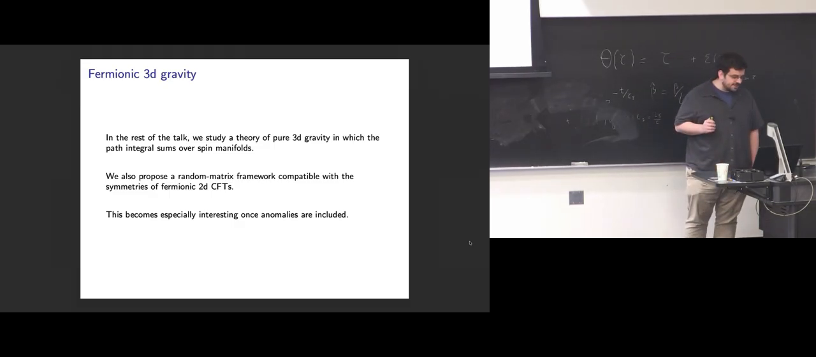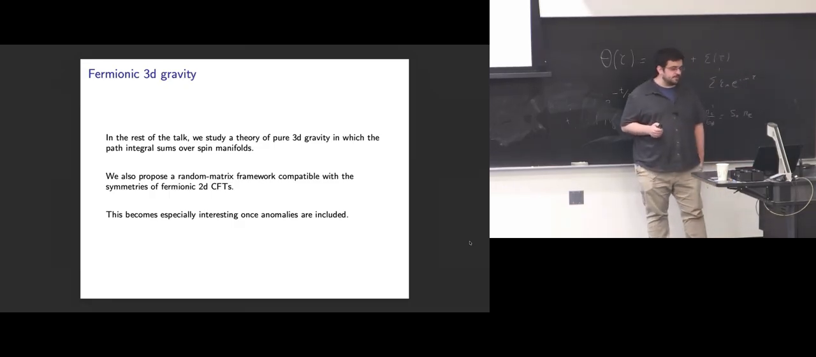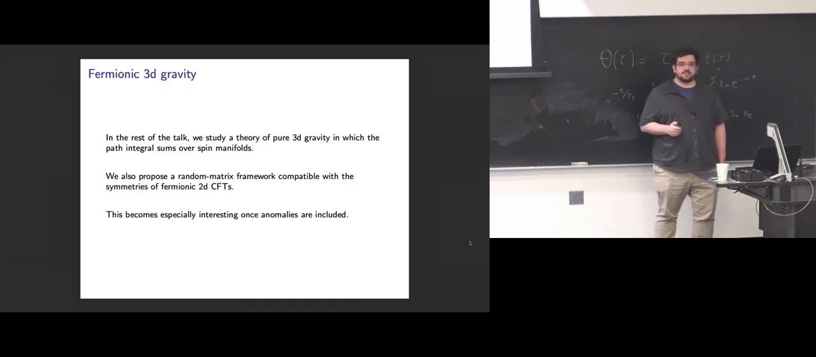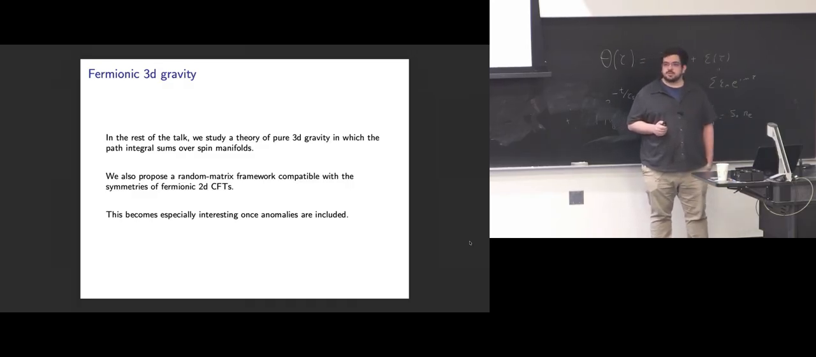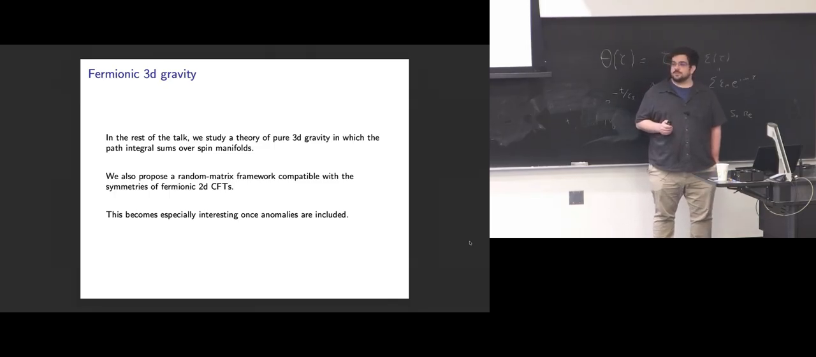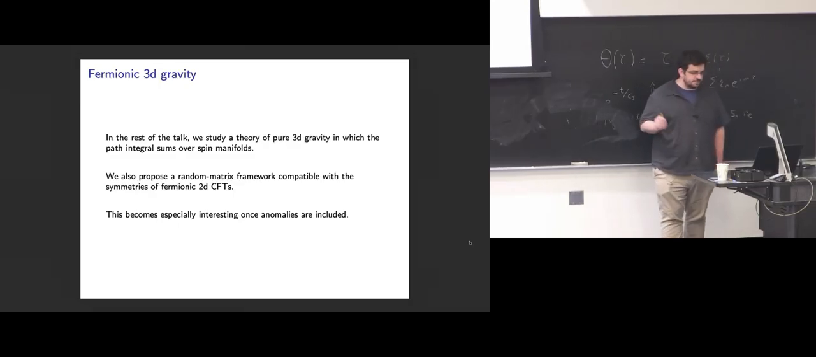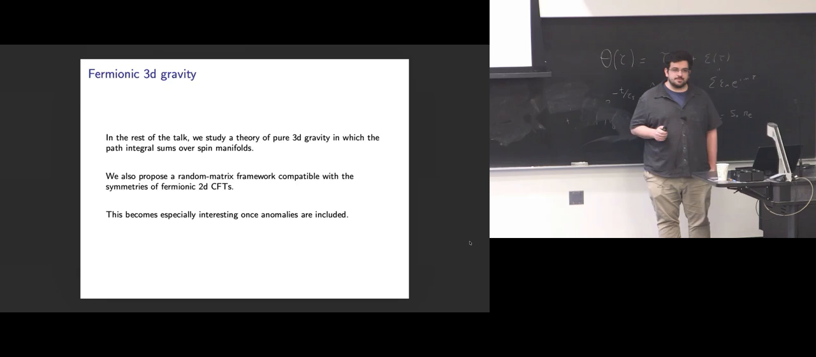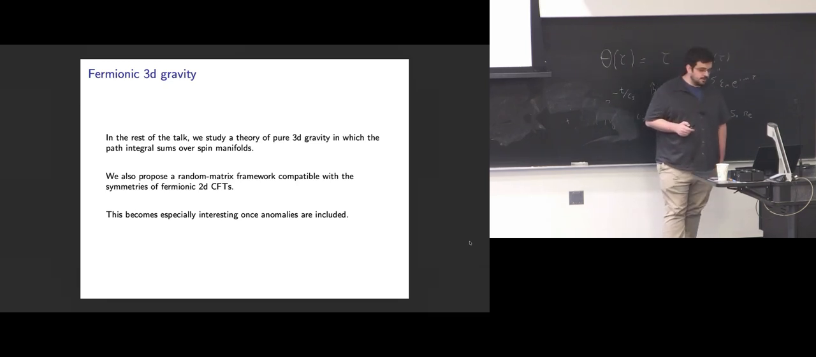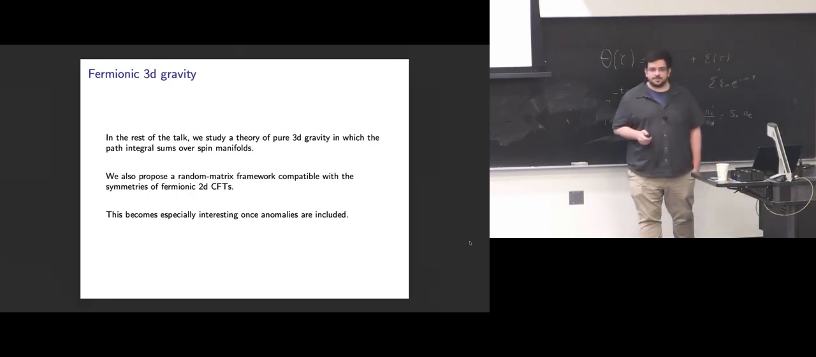Now, I won't have time to discuss it, but in the paper we also propose a random matrix framework compatible with the symmetries of fermionic 2D CFTs. We extend the RMT2 proposal that started with Di Ubaldo and Perlmutter, and was extended in the last years. We extended it to fermionic CFTs, but that part of the paper I probably won't have time to cover. Instead, I will focus on what happens when you include anomalies in the ensemble of 2D CFTs and how they are reproduced from gravity.